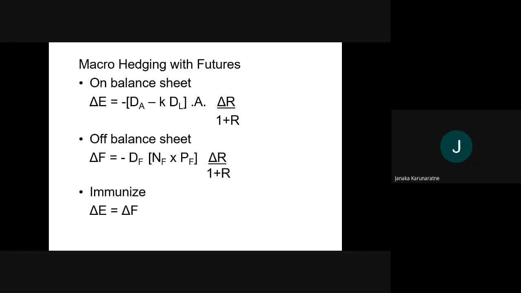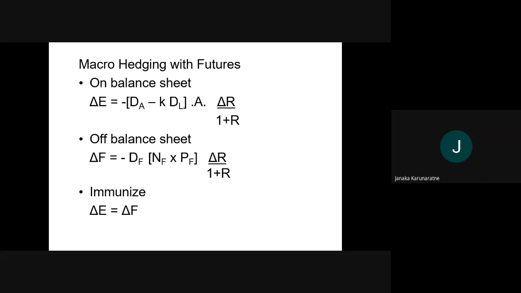I explained already: on the balance sheet, our change in equity, which we discussed during the previous session, under duration hedging is delta E equals minus DA minus DL times A, times delta R divided by 1 plus R. To offset that, you can hedge using futures: delta F equals minus DF times NF times PF, that is the value of the futures contracts, times delta R over 1 plus R.